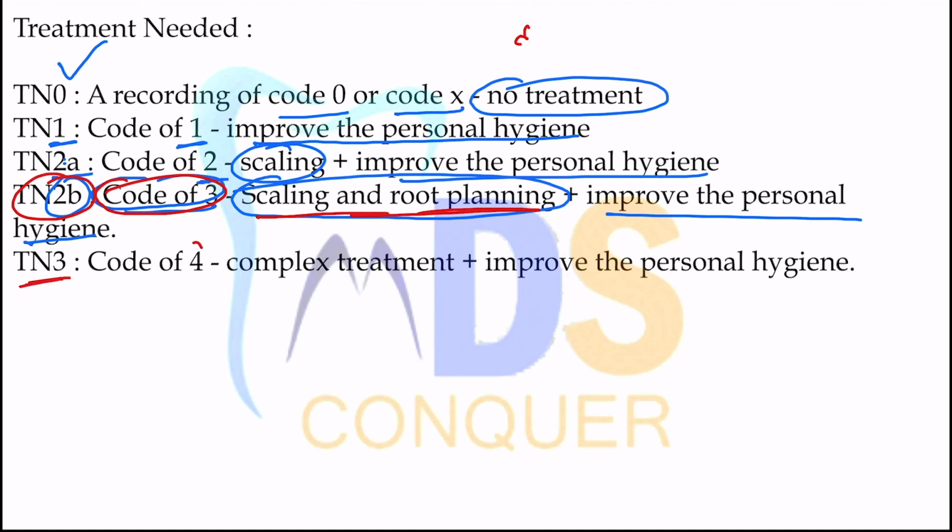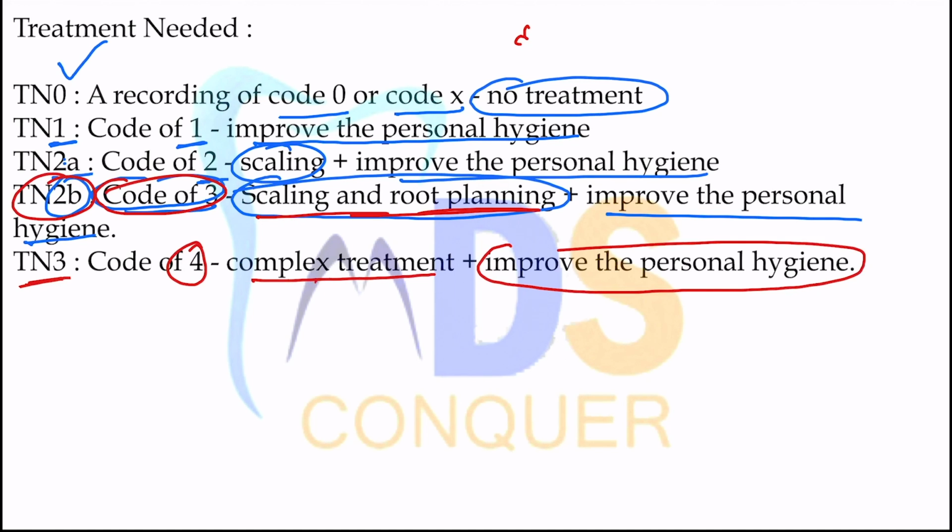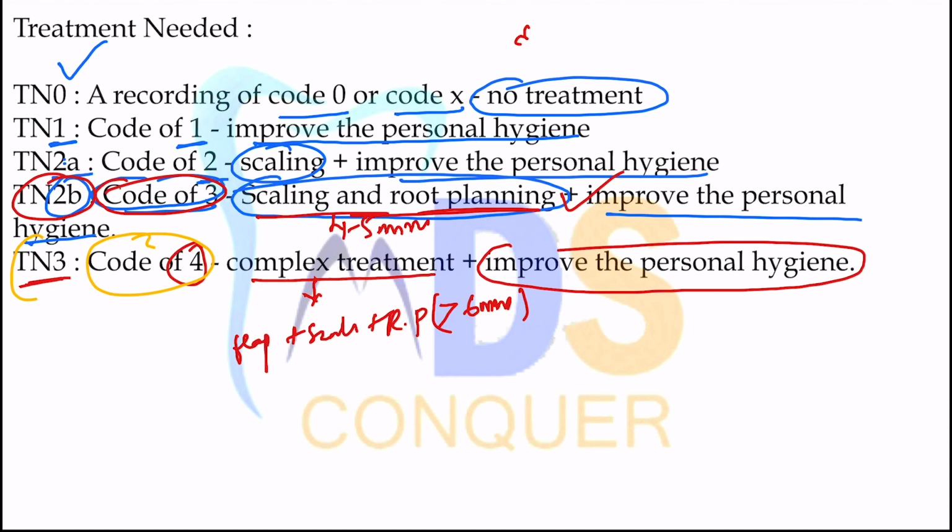TN3 is code 4, where you have to go for a complex treatment apart from improving the scaling. That is, complex treatment needs nothing but flap surgery or some surgical procedure plus scaling plus root planing. Clear? So the question is 4 to 5 millimeters. So the answer is scaling and root planing. If the option is given as more than 6 millimeters, then the answer is going to be code 4 or treatment required 3, that is called complex treatment, apart from improving the oral hygiene.